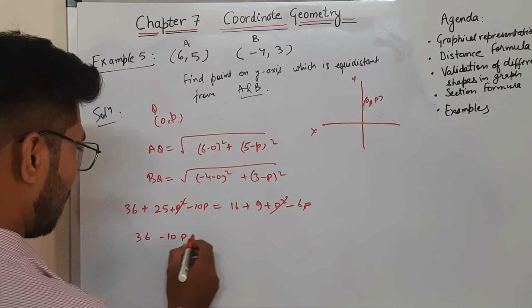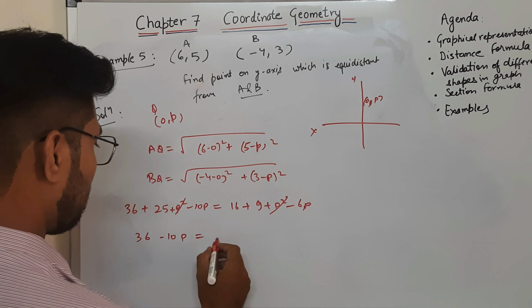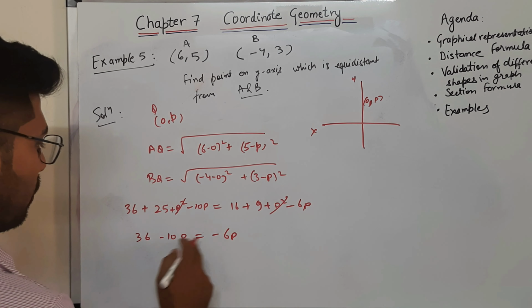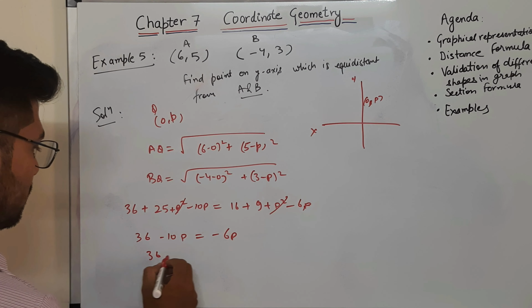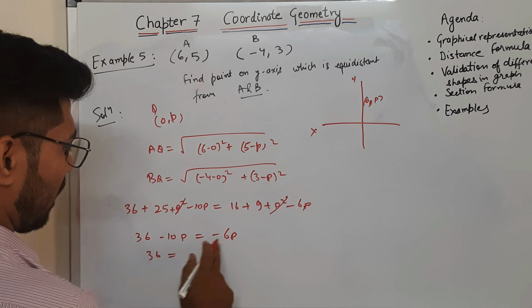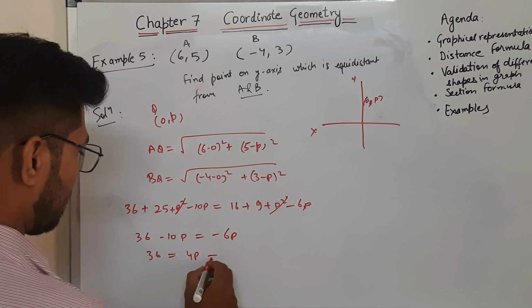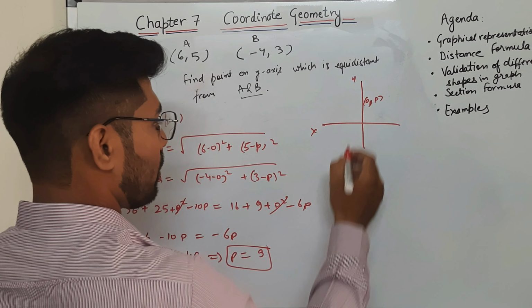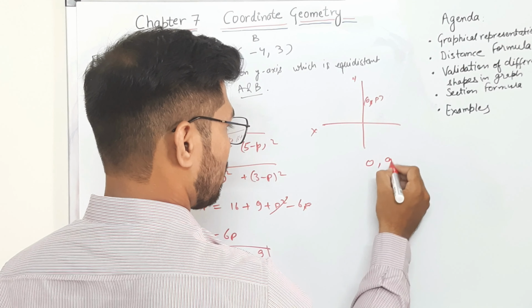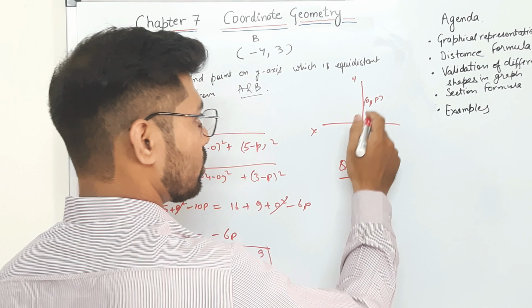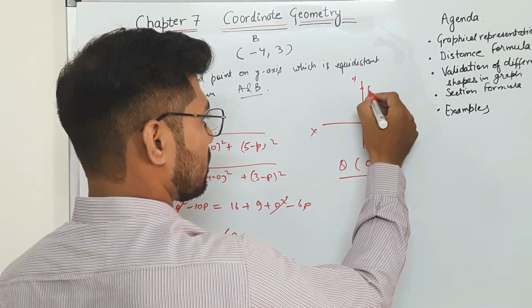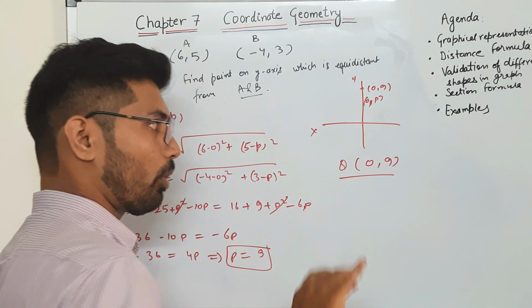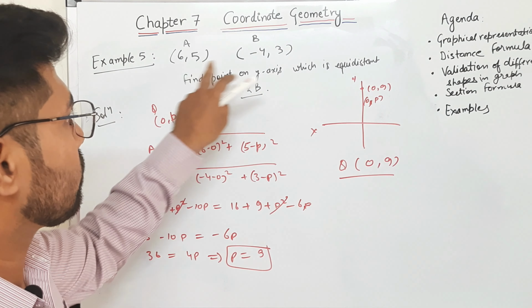Let's put it here like that only. Okay, we have minus 6p. Move the 10p here, you will get 36 is equal to 10 minus 6, which is 4p, which implies that p is equal to 9. So the point is 0, 9. This is our Q point, 0, 9. So this is the point which is equidistant from these 2 points.